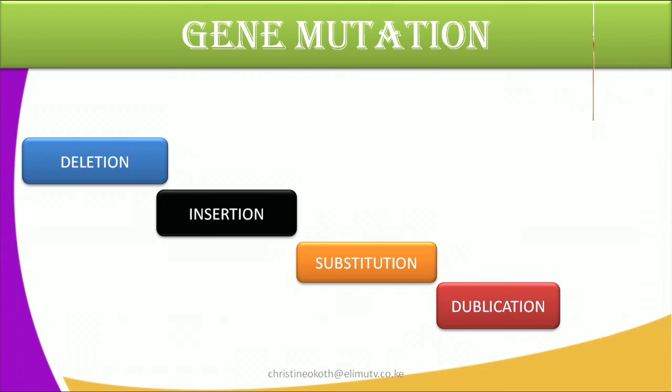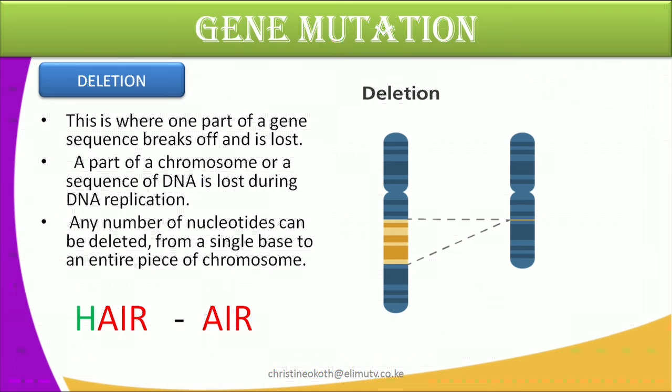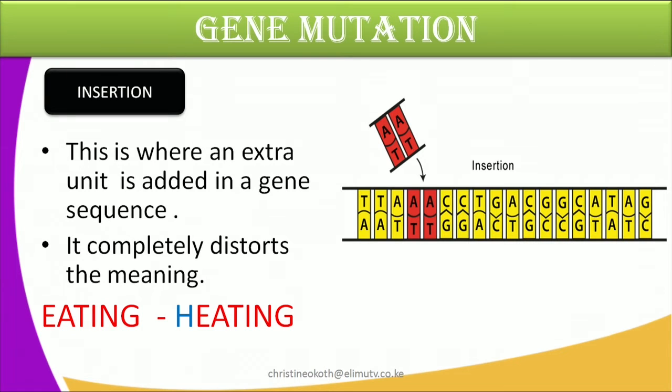A gene can be deleted from what it was intended, like in our example, completely different. Another type of gene mutation is insertion. Just from the word, it has been inserted. This is where an extra unit is added in the genetic sequence. That unit was not there, so it has been inserted. So it completely alters the meaning of the word.